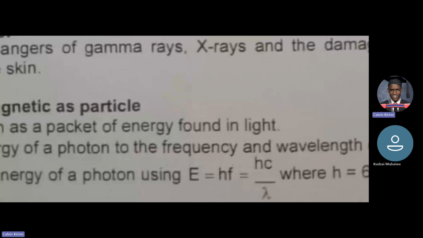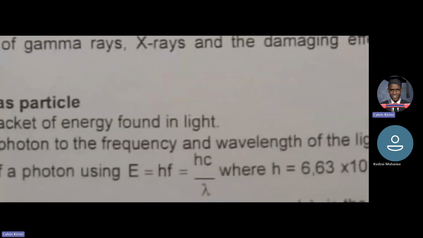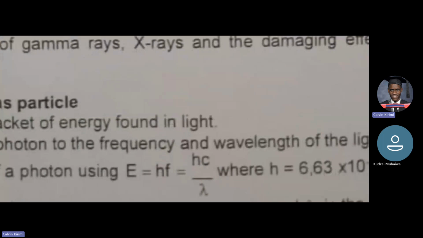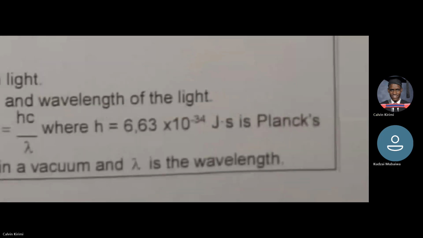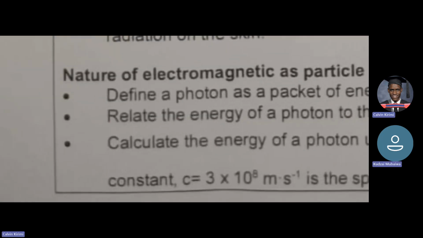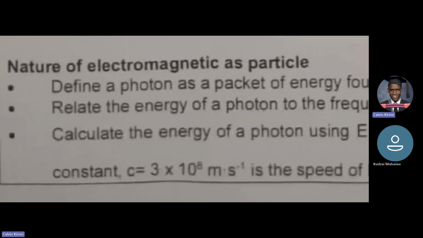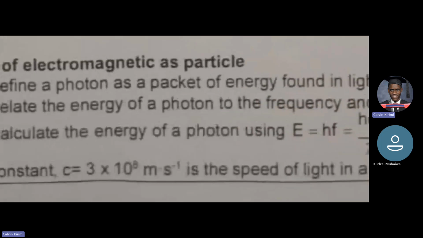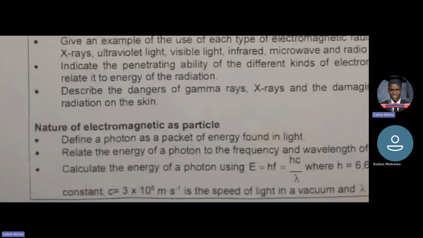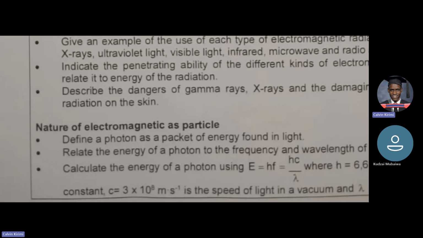E is equal to hf, where h is the Planck constant and f is the frequency, which is the same as saying hc over lambda, and c is a what? c is representing the speed of light, which is 3 times 10 to the power 8. c is always the speed of light. Then lambda is the wavelength of that particular electromagnetic wave. You will be given the value of lambda. Then you can calculate the energy of that particle. Get it?